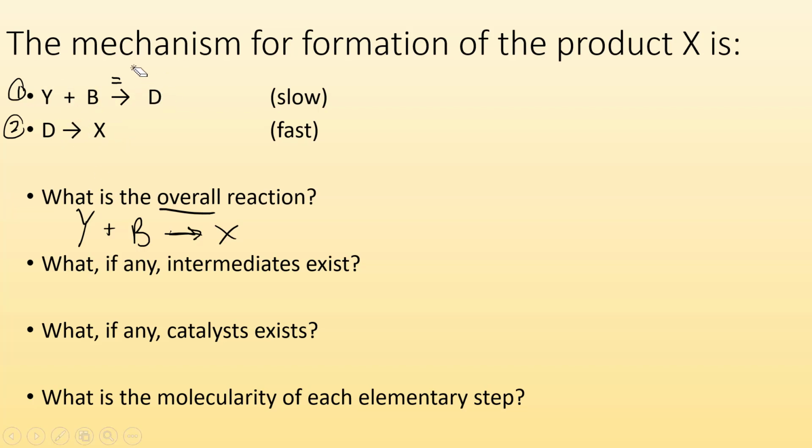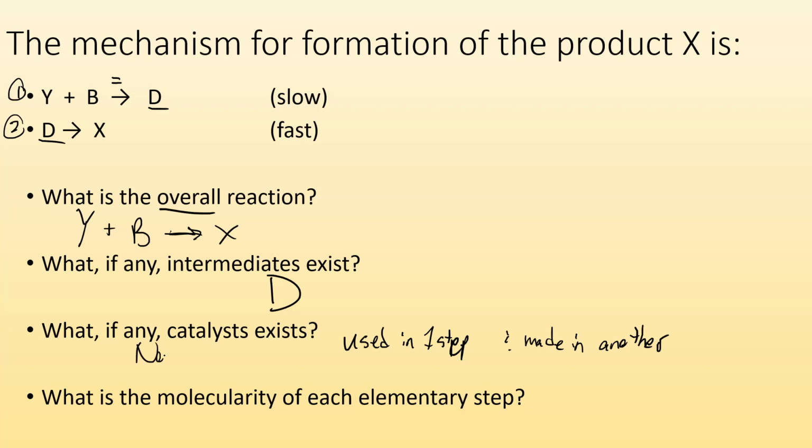So what, if any, intermediates exist? Well, substance D is an intermediate because I make it in the first step, but I use it up in the second step. What, if any, catalysts exist? Well, let's see. Catalysts are used in one step and made in another. Do we have that at all? It doesn't look like it. So none. We don't have any.